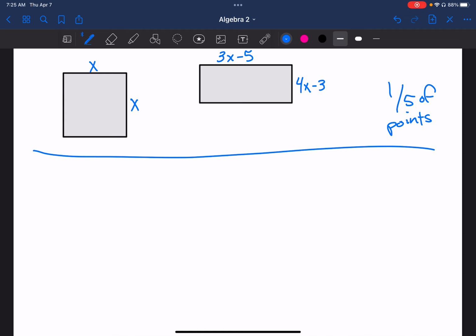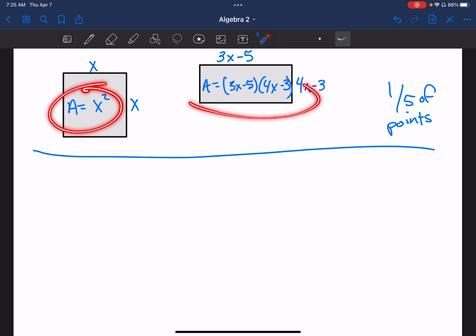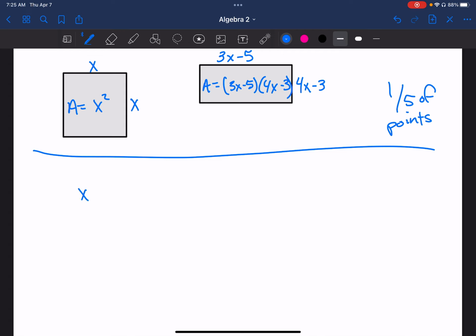So let's think about this. We have an area. We know it's the same. So A equals x squared on this side, and A equals (3x minus 5) times (4x minus 3). So then, this is once again asking, okay, can you put together information that you know? If this equals A and this equals A, then we can say that those things equal each other because A is the same. So we know that we have x squared equals (3x minus 5) times (4x minus 3).